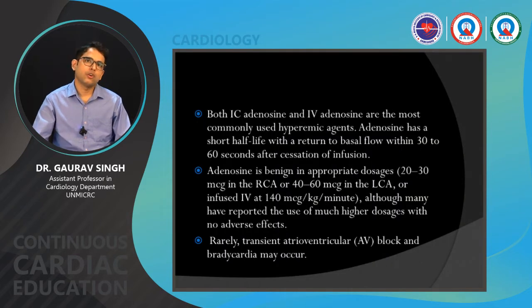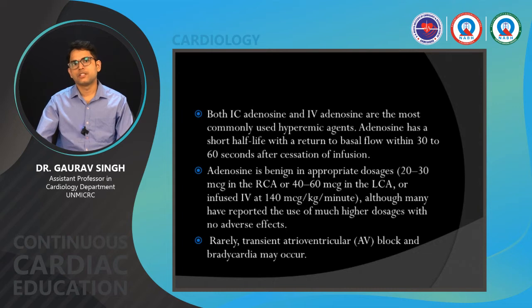Both intracoronary adenosine and IV adenosine are the most commonly used hyperemic agents. Adenosine has the advantage that it has a very short half-life, with a return to basal flow within 30 to 60 seconds after completion of its infusion. Adenosine is started at an appropriate dose, that we have already discussed: 40 to 60 microgram in the right coronary system and 100 to 200 microgram in the left coronary system by intravenous bolus. Rarely transient AV block can occur, so we need to be prepared with atropine also.